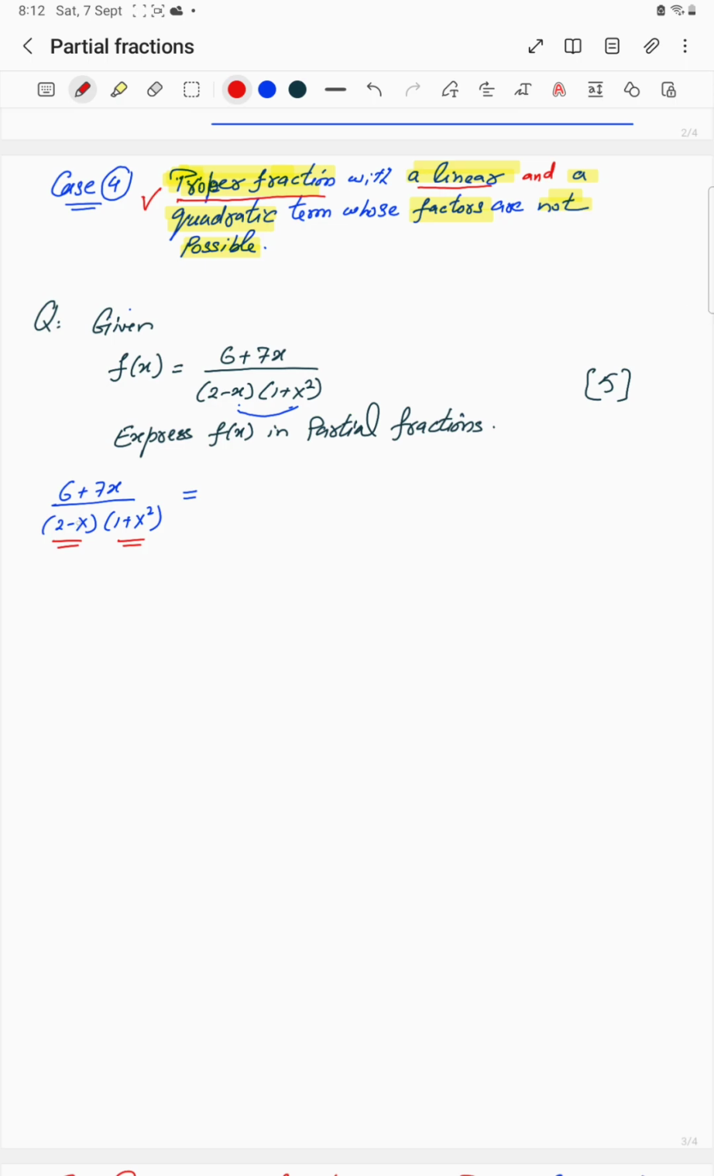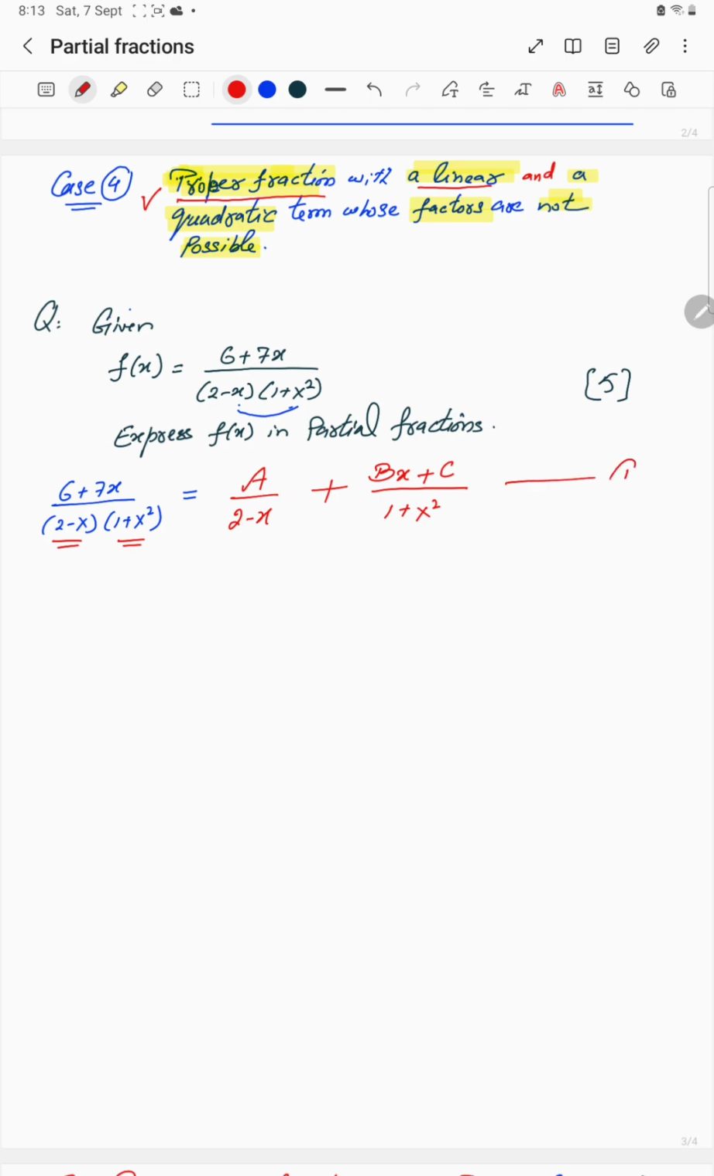So in such a case, for the linear term you will write a single alphabet, A over 2 minus x, plus, and whenever you have a non-factorizable quadratic which cannot be factorized further, use a double alphabet, Bx plus C. We use a double alphabet, the first with x and the second without x, divided by the term 1 plus x squared, the unfactorizable quadratic. Now this time we need to find the values of A, B and C.